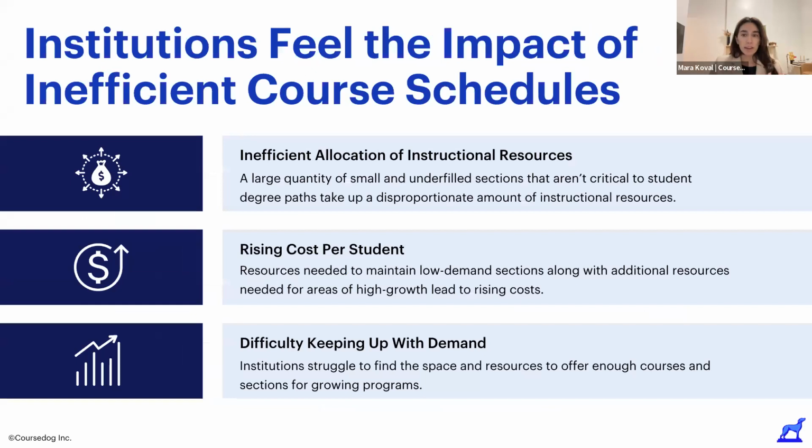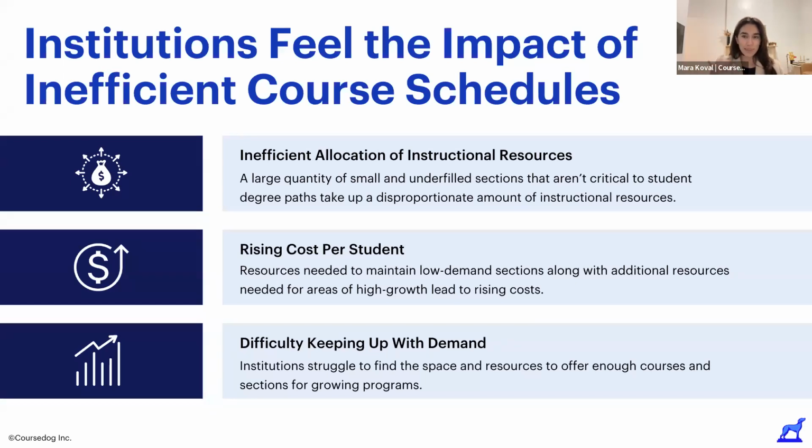Students aren't the only ones that feel the effect of poorly optimized course schedules. Institutions also feel the pressures, especially in terms of resources and resource optimization. If a large part of the schedule is made up of underfilled sections, this takes up a disproportionate amount of instructional resources that could be allocated to higher demand sections. In the same vein, the combination of resources needed to maintain low demand sections, along with additional resources needed for areas of high growth, can lead to a rising cost per student. And finally, for those areas with growing demand, it can be difficult to find the space and resources to keep up.